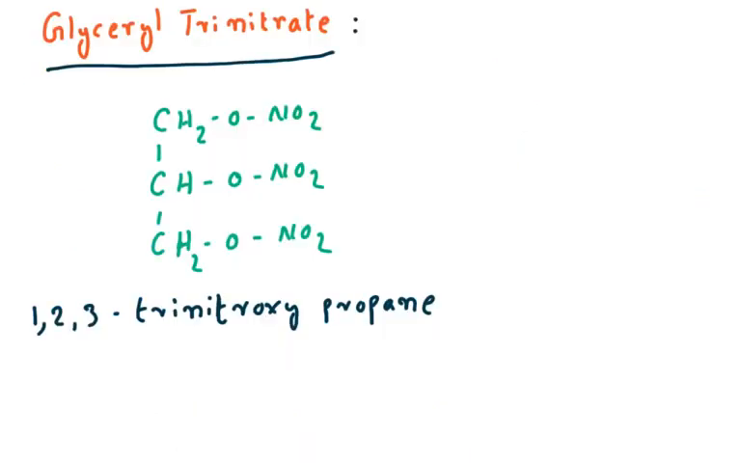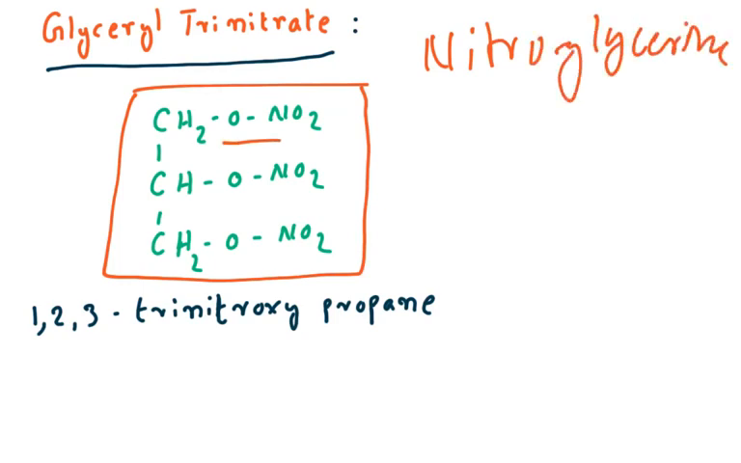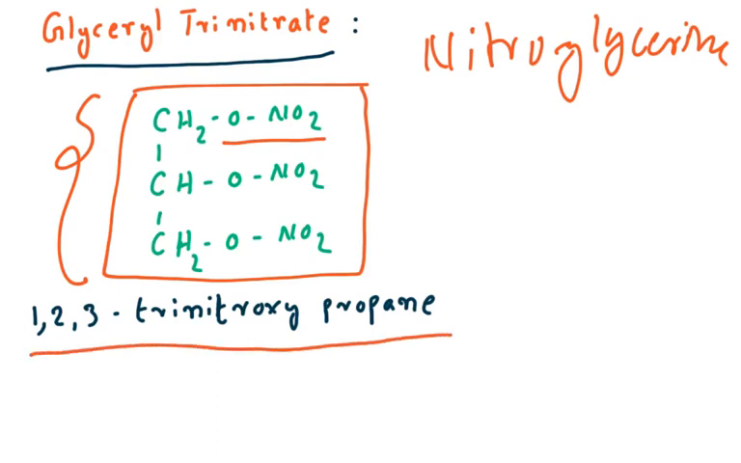Now, when you come to the drugs, the first important drug is glyceryl trinitrate. This is also known as nitroglycerin. You can see it is a derivative of nitric acid, so it is known as a nitrate, glyceryl trinitrate. From glycerol, 3 nitrate moieties are attached, hence it is known as glyceryl trinitrate. The IUPAC name is 1,2,3-trinitroxypropane.